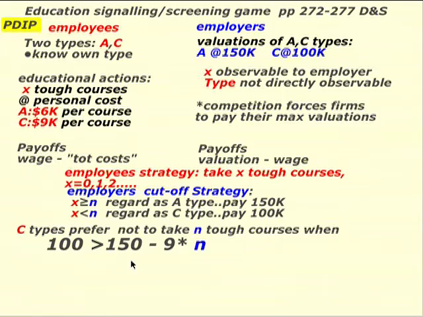Your wage is 150, but because you have the high personal costs of 9,000 per course, you've got to subtract off your total costs. Let's say you took one course, it would be 150 minus 9, or 141,000. If it was 2 courses, it would be 150 minus 18. If it was 3, it would be 150 minus 27. That would be your net payoff. Now we put the inequality this way because we're really thinking in terms of best responses. We want a number n of tough courses such that the challenge type's best response, or their preference, is not to take any courses at all, rather than take the n courses and get access to the higher wage.